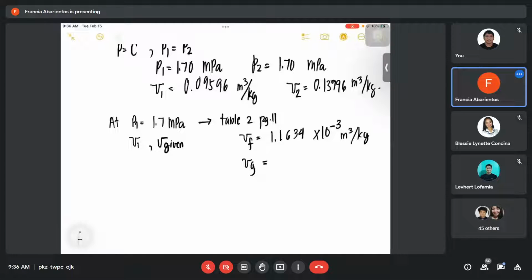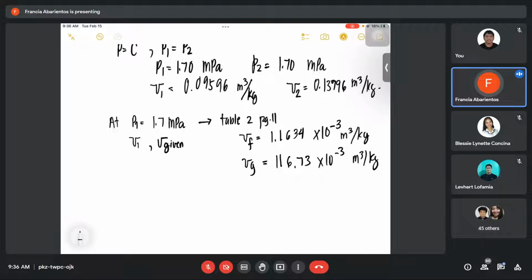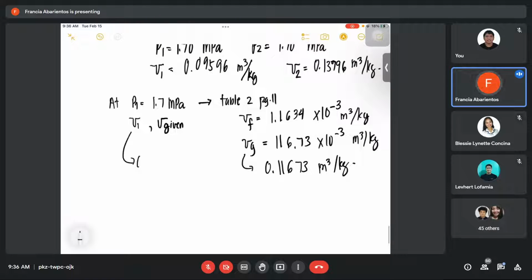So, it is VF. Okay? So, VG, class, we have 116.73 times 10 to the negative 3 cubic meter per kilogram. So, our VG, when we convert it, becomes 0.11673 cubic meter per kilogram mass. So, what is given to us is how much? 0.09596 cubic meter per kilogram mass. So, take note, which one is bigger, class? The given is bigger than our VF, but our saturated vapor, the specific volume at that point, is bigger than the given.